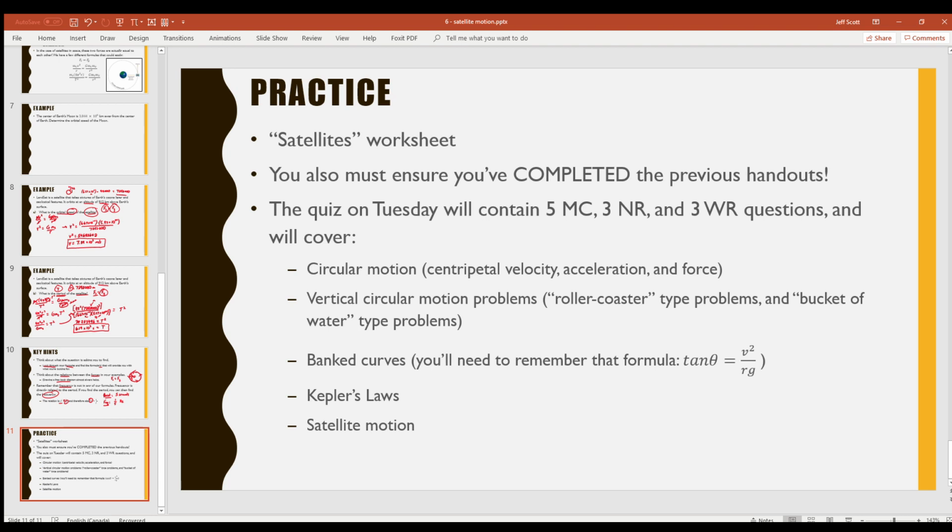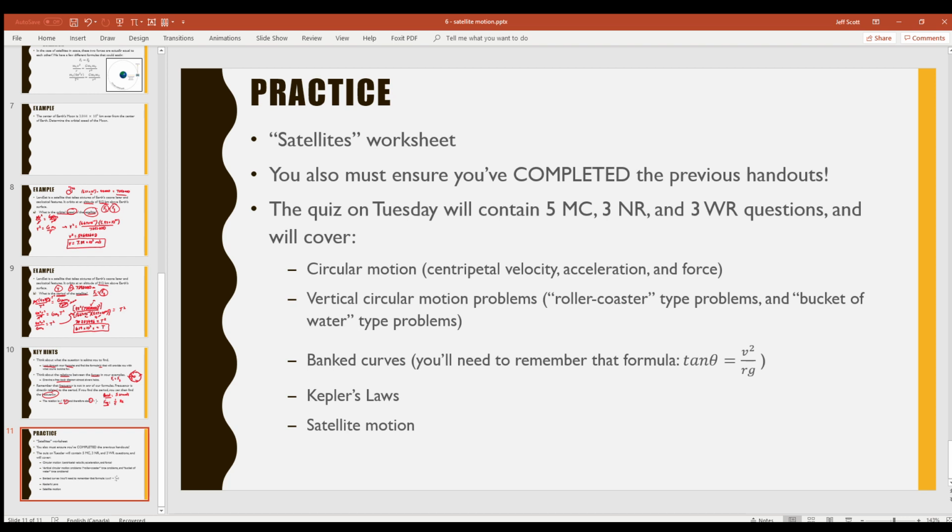So for practice, I want you to complete the satellites worksheet. I also want to make sure that you've completed all of the previous handouts. So it's not enough just to have tried a couple questions here and there. You need to have completed the entire handout, or all the entire handouts that I've given so far.